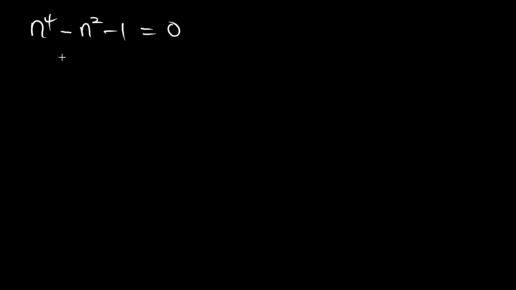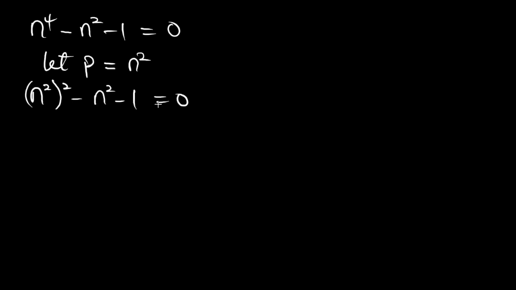So what I'm going to do is I'll say let's call it p equals to n square. That's because I want to represent this equation as a standard quadratic equation. So I can rewrite n to the power of 4 to be n square all squared minus n square minus 1 equals to 0. Now I can replace n square with p to have p square minus p minus 1. This is not the P-Square Nigerian musician.